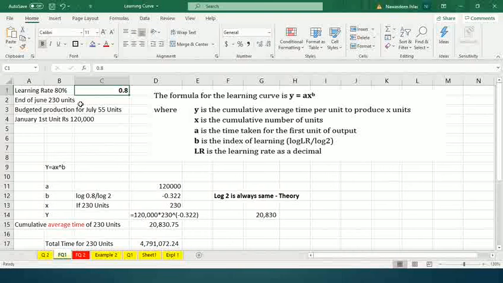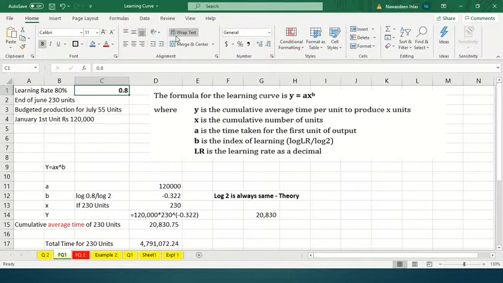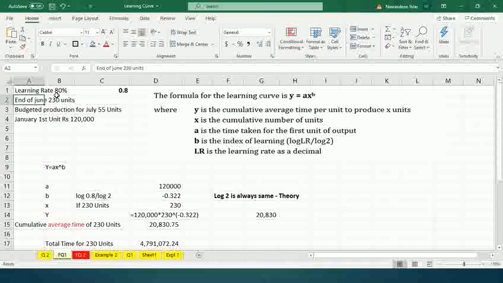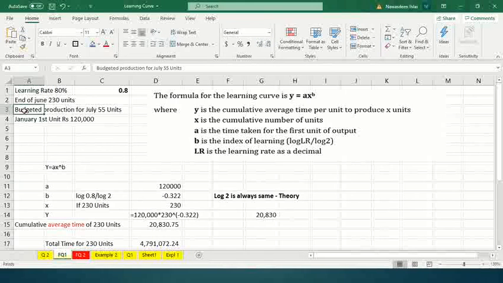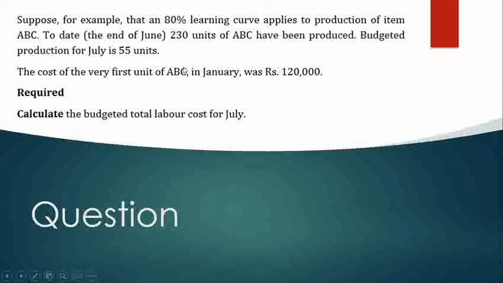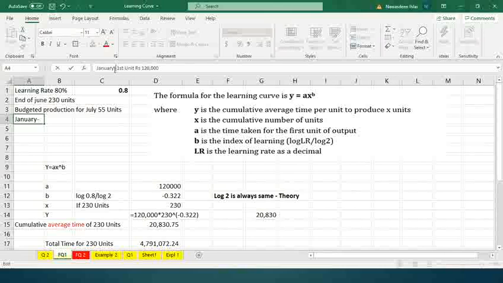Fine. End of June, our cumulative production is 230 units. Cumulative output is 230 units at the end of June. Budgeted production for July is 55 units. So I have noted down this information. First unit cost is 120,000, which means a, in January, the first unit's cost is 120,000.